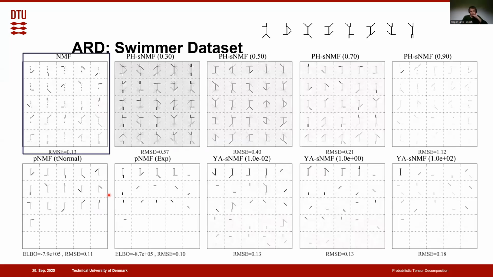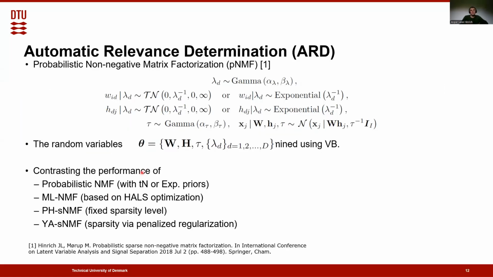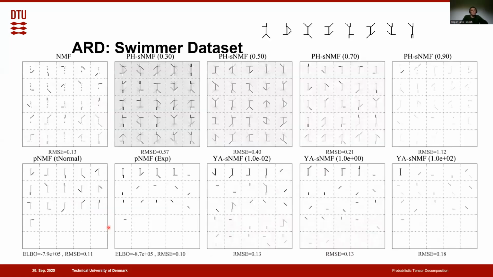And we contrasted the performance of the probabilistic NMF with maximum likelihood based NMF, or maximum likelihood based NMF where you fix the sparsity level. So you say each factor should have 5% sparsity or 30%, depending on what you set it to. Or you do a more soft penalization. So you can say this is a hard penalized sparsity and this is a soft penalized sparsity.